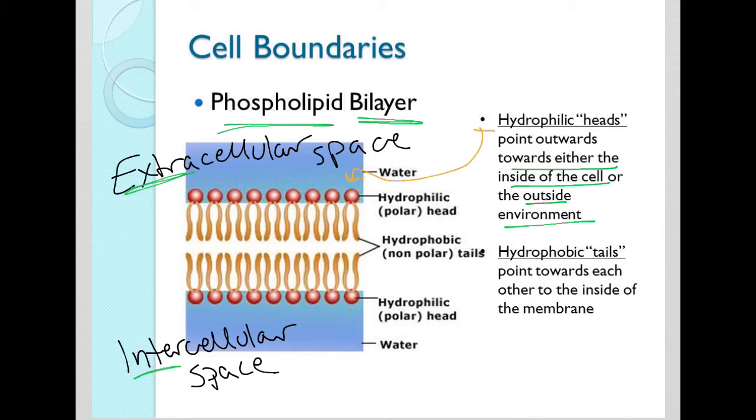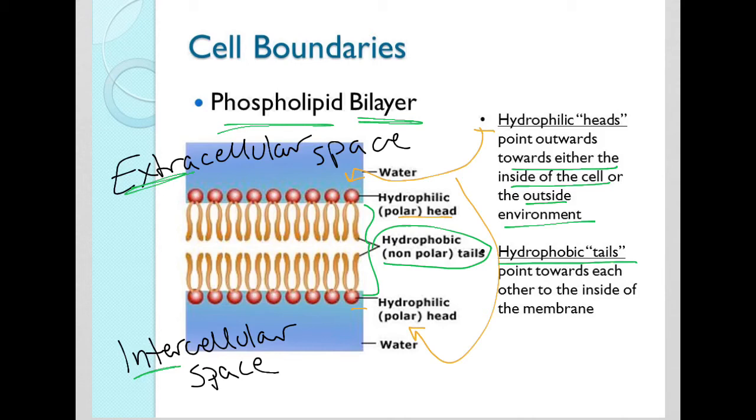Here we have hydrophilic heads on one outside and hydrophilic heads on the other outside. So they point towards the environment, which is water-based. The cytosol is water-based and the extracellular space is water-based. Then on the inside, we have our hydrophobic tails, which point towards each other and the inside of the membrane. So we end up having this space that is hydrophobic that basically creates this barrier between the outside and the inside, not letting things pass.